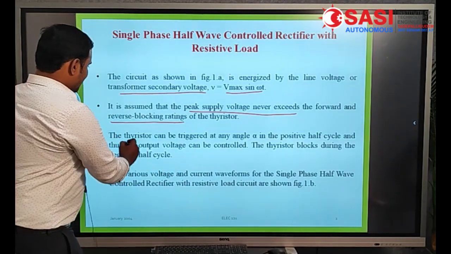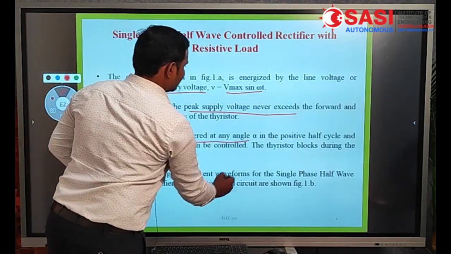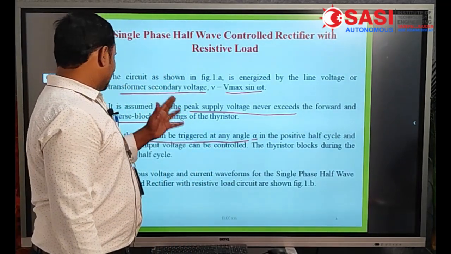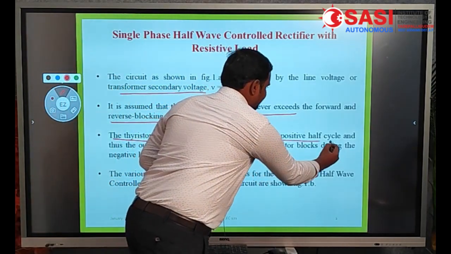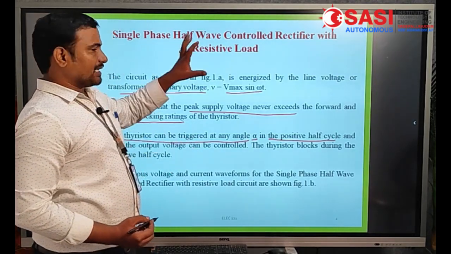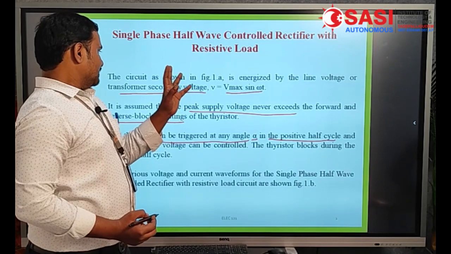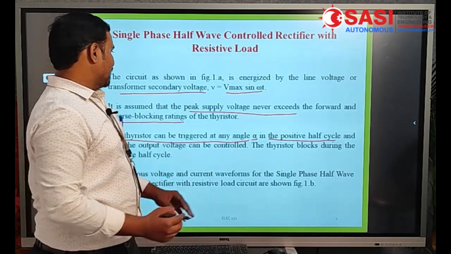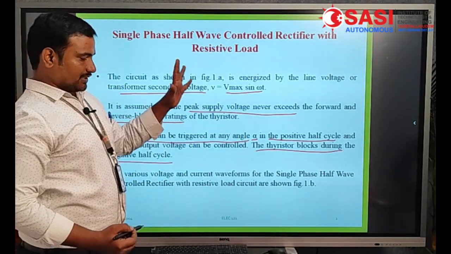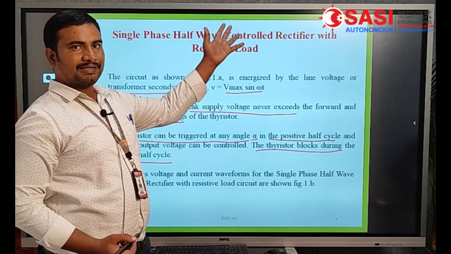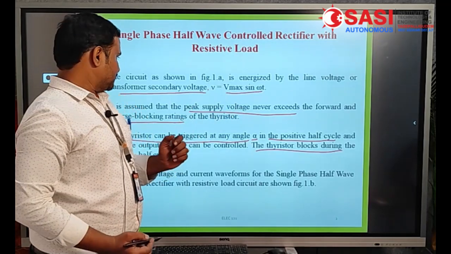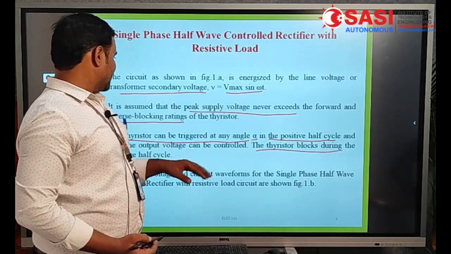Therefore the thyristor can be triggered at an angle of alpha. When thyristor T is triggered during the positive half cycle, the output voltage can be controlled at the load. Then the thyristor blocks during the negative half cycle, because whenever the negative half cycle comes, reverse voltage is applied to the thyristor, and it will be switched off automatically by line commutation. So the thyristor is turned off by line commutation.